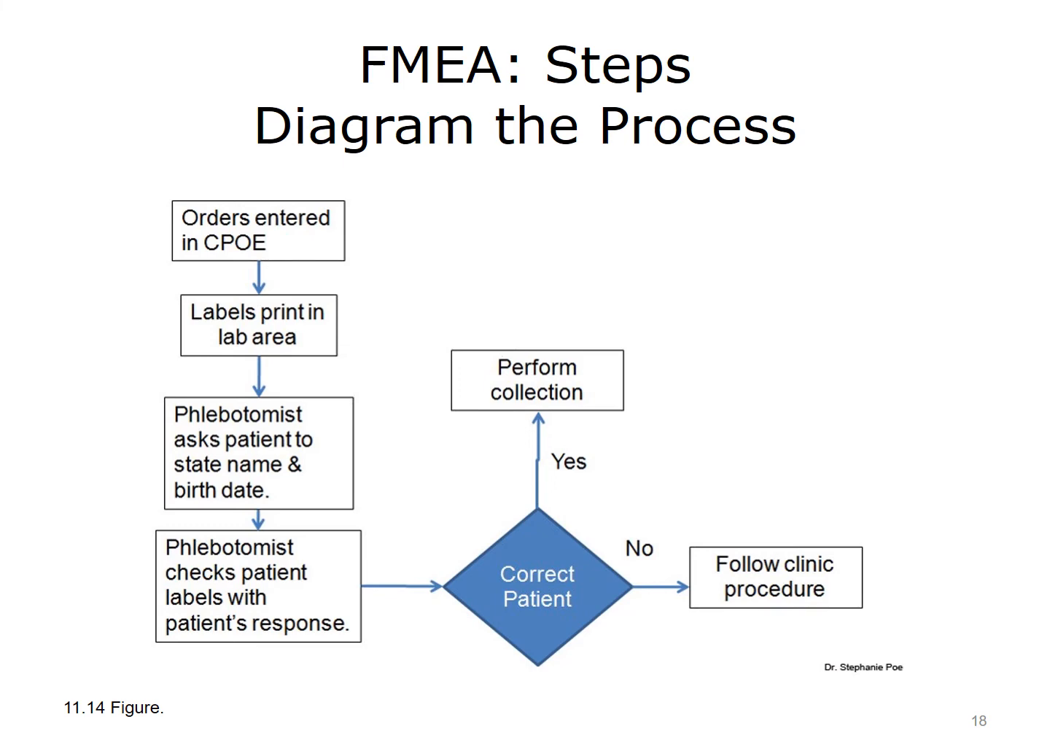Together, they diagram the process and look for ways in which the process could potentially fail. They identify 3 places that the process could fail. There could be a problem with the label printing. The phlebotomist could forget to ask the patient to state his name and birth date. Or the phlebotomist could lead the patient to affirm an incorrect identity by phrasing the question to include the incorrect name. Quote, "Mr. Jones, right?" Unquote. Finally, the phlebotomist could fail to check the patient's lab requisition label with the patient's response.